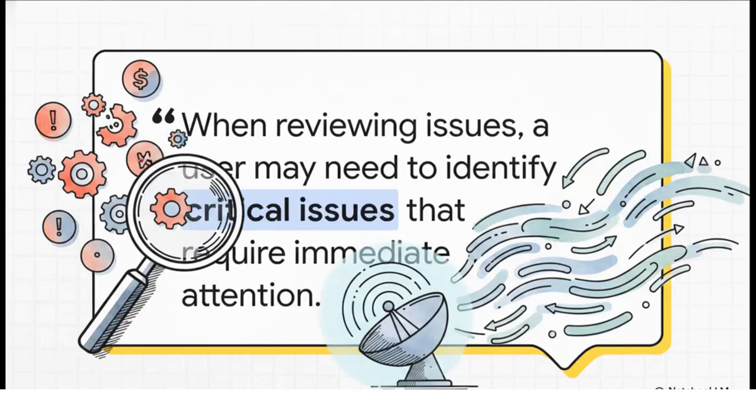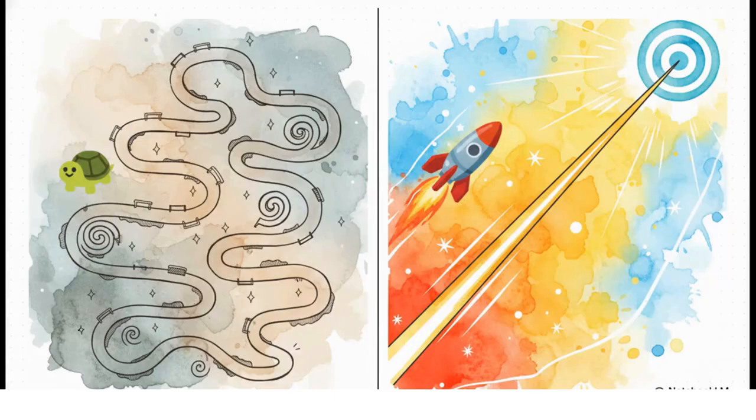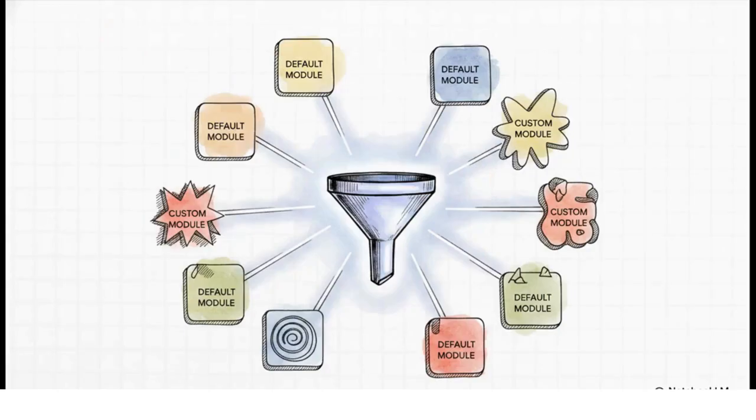Okay, let's take a real-world example. Say you need to find all critical issues immediately. Instead of that whole multi-step process, you just right-click the status column. Done instantly. And get this, it works across all modules. Yep, even the custom ones you've built.